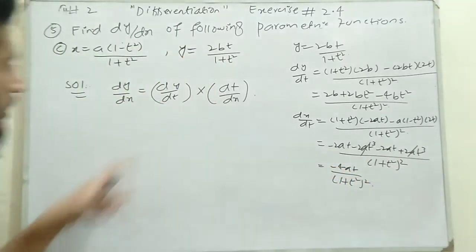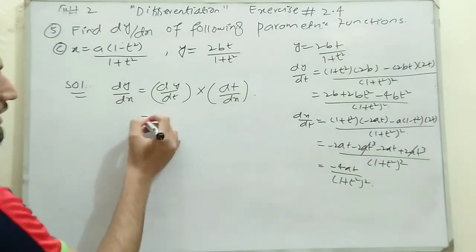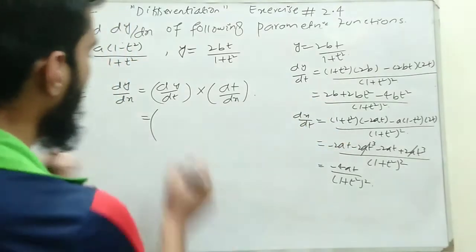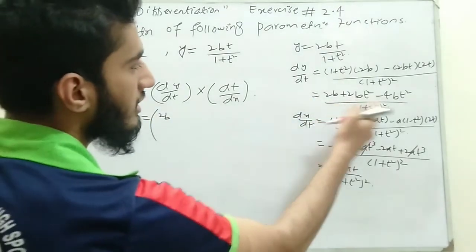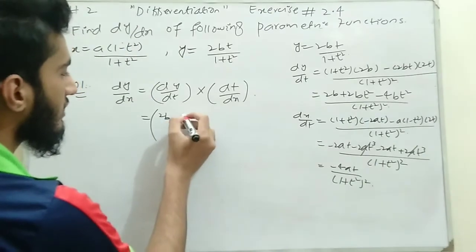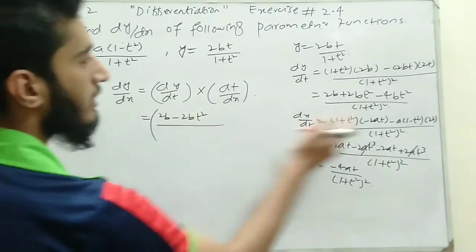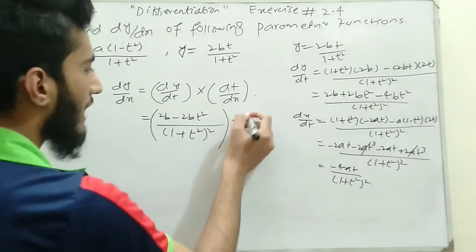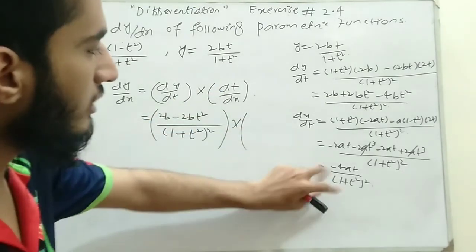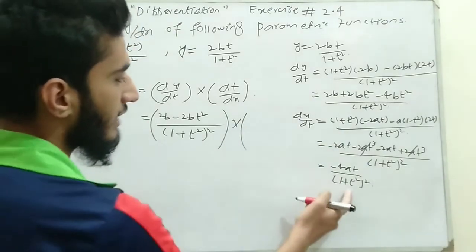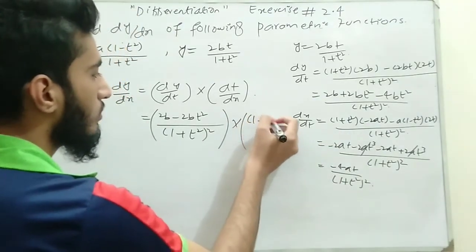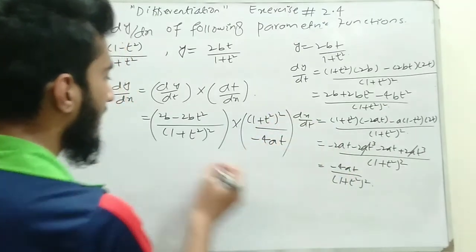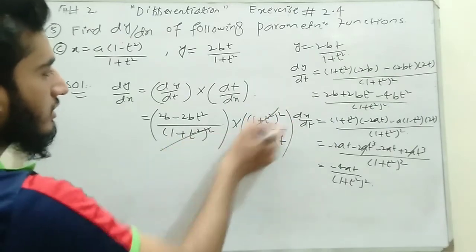Now using these values over here and finding our dy by dx, which is the required result. So this is dy by dt: 2bt square minus 4bt square gives minus 2bt square divided by 1 plus t square whole square. Multiply by dt by dx. This is dx by dt, so reciprocate both sides, it becomes dt by dx. So 1 plus t square whole square comes to the numerator, and in the denominator we are left with minus 4at. Now 1 plus t square whole square will cancel out with 1 plus t square whole square.